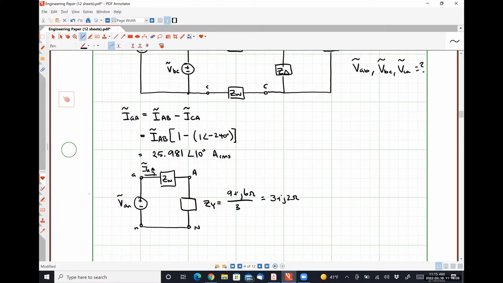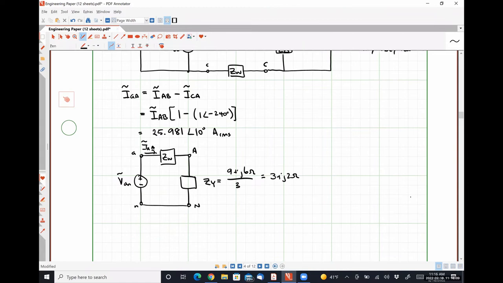Jay, do you have any thoughts? What piece of information from this circuit down here am I trying to get so that I can easily determine one of these three quantities? VAN, absolutely right. If I know my Y connected phase voltage, I can easily determine my line voltages for that Y connected load, which are going to be the exact same thing as the phase voltages of the delta connected load. So that's 100% correct. We're looking for the quantity VAN. So how would I go about finding that quantity?